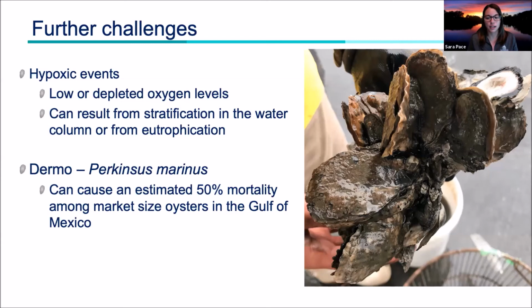And of course, we must consider the effect of diseases on oysters. Of particular concern in the Gulf is Perkinsus marinus, a pathogenic protozoan known as dermo, which can cause an estimated 50% mortality among market-sized oysters in the Gulf every year. So that's a pretty significant source of mortality.